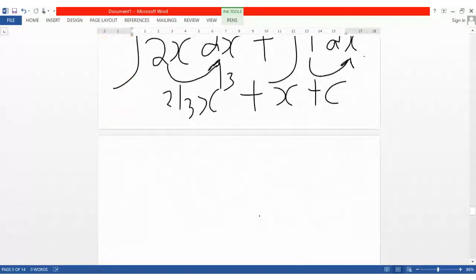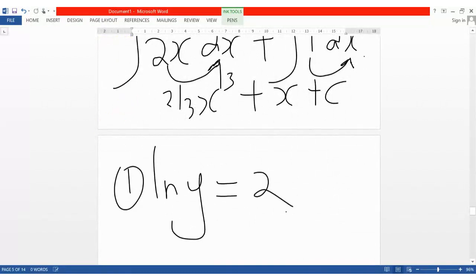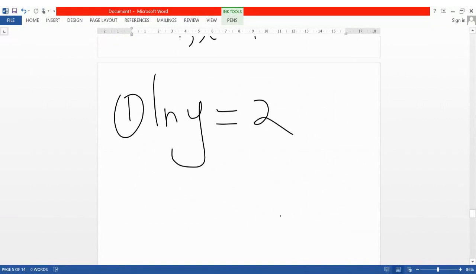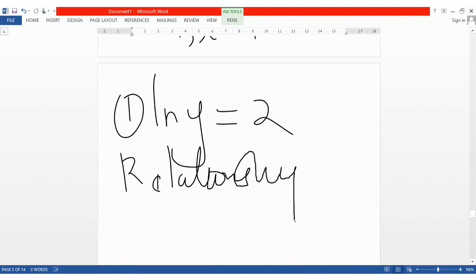So I was on how to make this one, number one, let me go back quickly. Ln y is equals to 2. How can I be able to make y the subject of the formula? There is a relationship between ln and exponential. Very important, because this one I shall be able to use it.